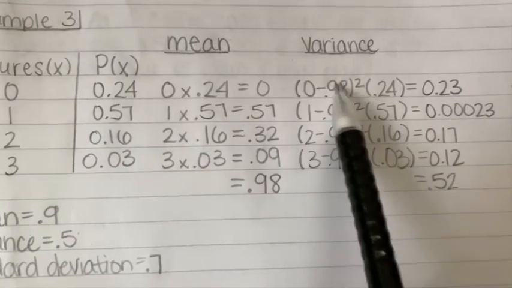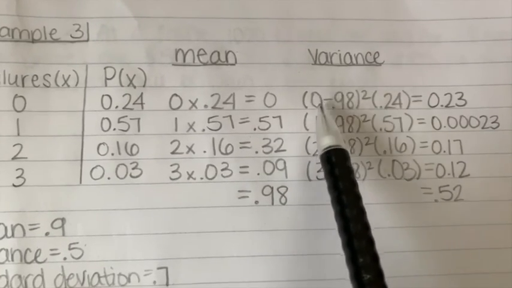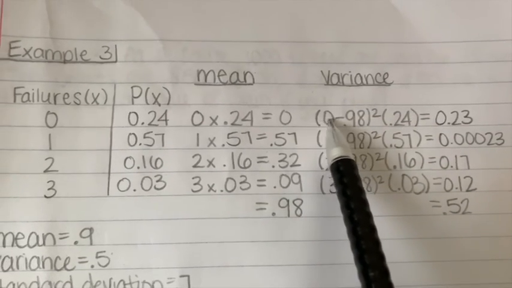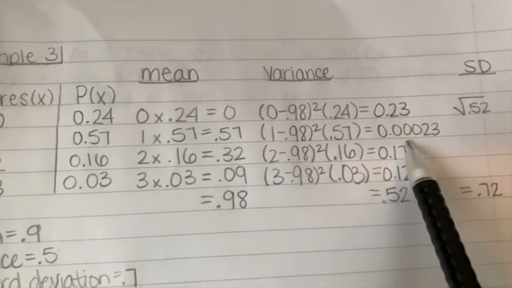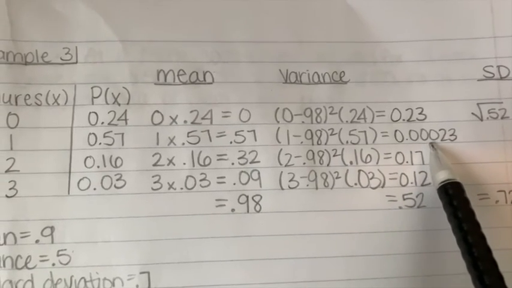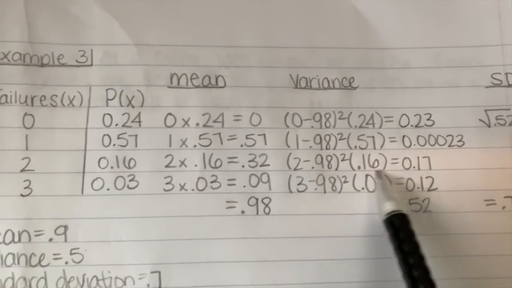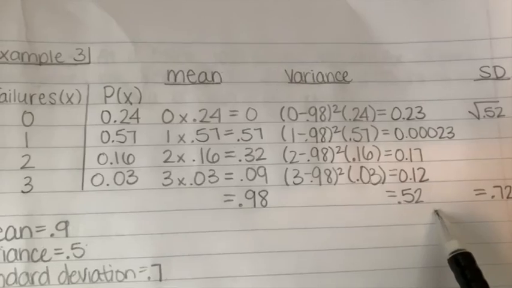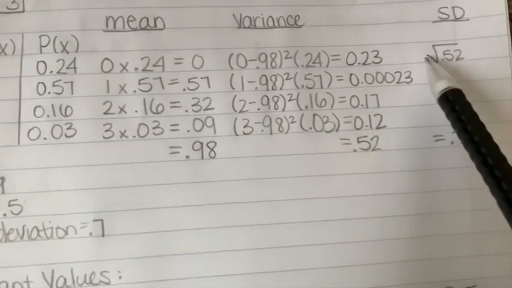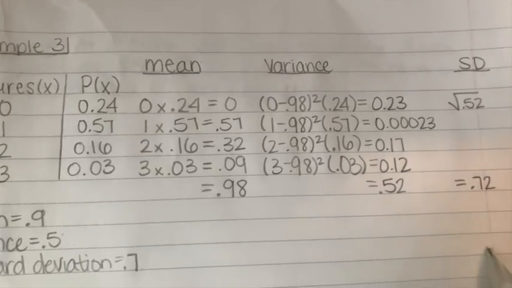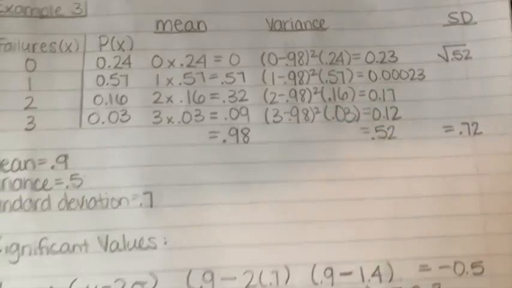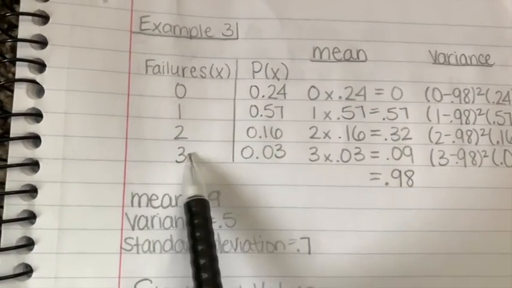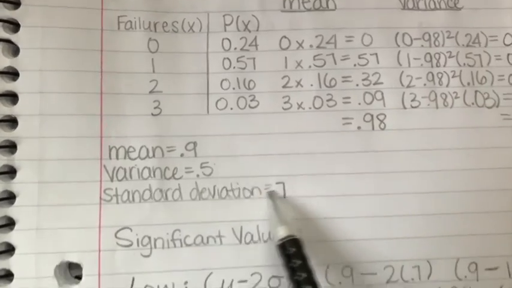For variance, we're going to do our variance formula, which is the random variable minus the mean, squared, times the probability. Doing this for the first row across, we're going to get 0.23. For the second row, we're going to get 0.00023. For the third row, we're going to get 0.17, and for the fourth row, we're going to get 0.12. We're going to add these up together for a total of 0.52, and we're going to find the square root of that for the standard deviation, which is going to give us a 0.72 standard deviation. Once again, our random variables are integers, so we're going to round all of these to 1 decimal place.